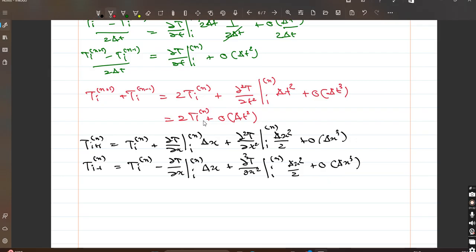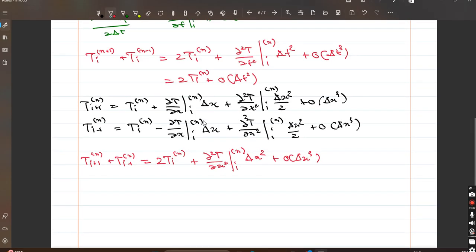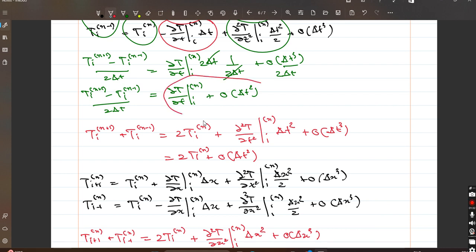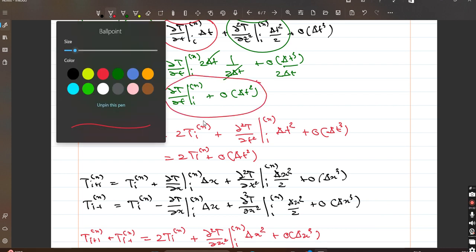Now if we add these two terms, T_(i+1) at n plus T_(i-1) at n, this will become 2 T_i at n. This term will get cancelled. This term will also add up and only become the second partial derivative of T with respect to x squared at i at n times delta x square. The two will get the half and half will become 1 plus order of delta x cube, right? Now in the left hand side, if you remember, we got this term, right? So let's write it down. We'll use this one.